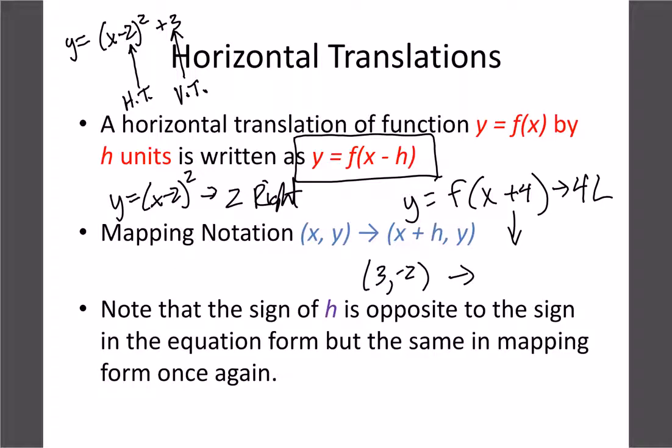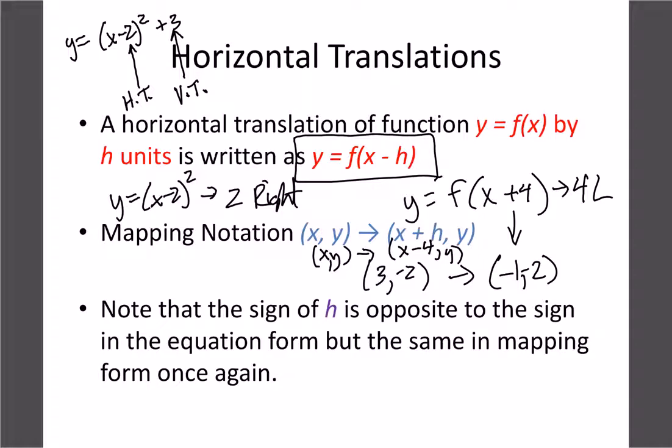So for our x coordinate, if we're going 4 to the left, we're actually taking away 4. So we'd have to have x minus 4 in our mapping. Let me write it in here. So our (x, y) would change to (x minus 4, y) because we're going left. So our 3 minus 4 would give us negative 1, and the y would stay the same, negative 2, sorry.